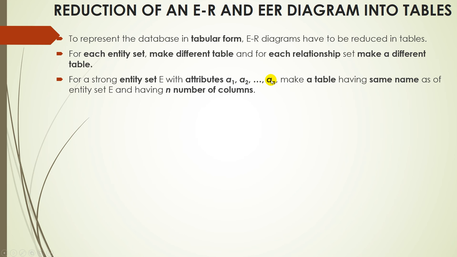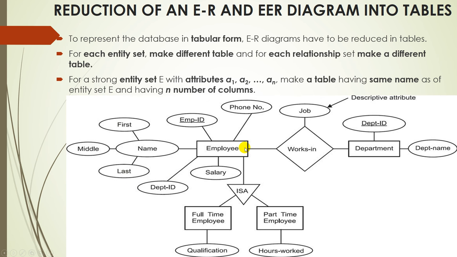And for a strong entity set E with attributes A1 to An, make a table having the same name as the entity set E and having n columns. Okay, let's see the diagram and we will try to implement it in a tabular form.